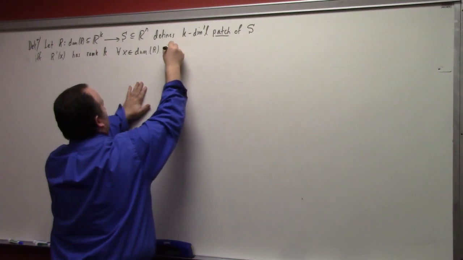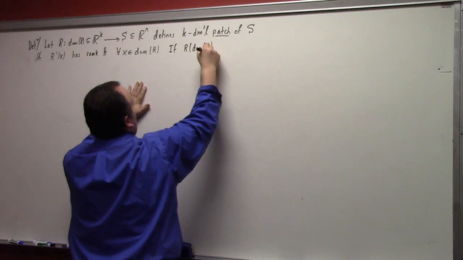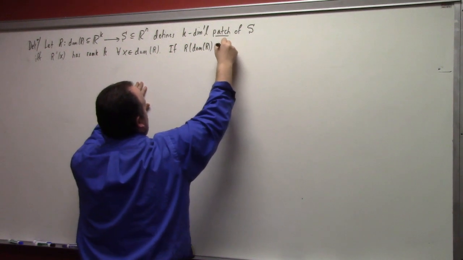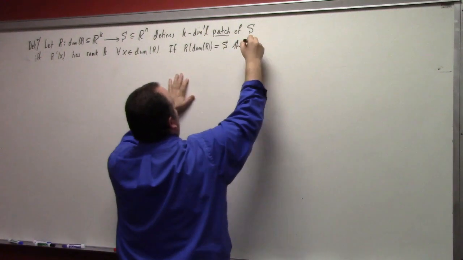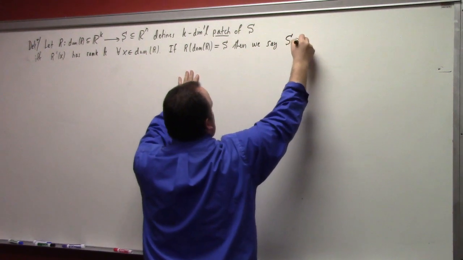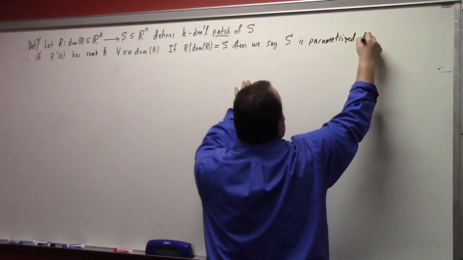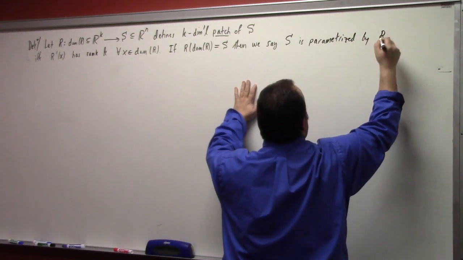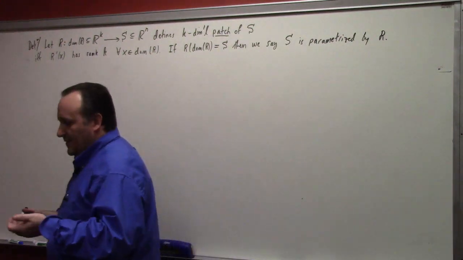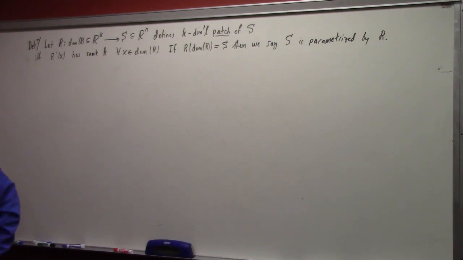So let's say this, if R of the domain of R is equal to S, then we say S is parametrized by R. We can also call it a k-dimensional parametrized subspace of Rn. Of course, you could encounter the situation where one patch wouldn't do it for the whole thing. You might need multiple patches to cover a more interesting thing.